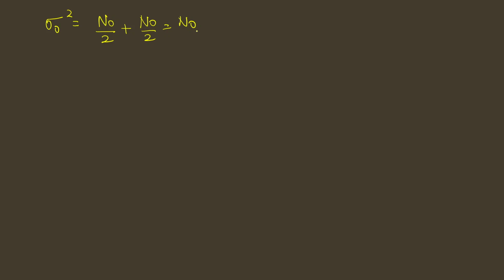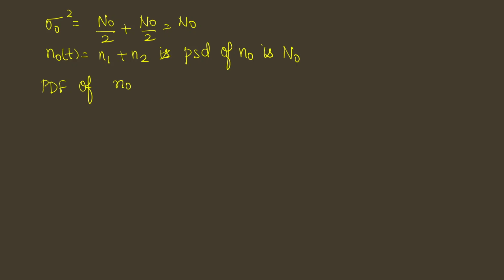Let us call this noise n naught of t, which is the summed up version of n1 and n2, and the PSD of it is capital N naught. Let us now write the PDF of n naught. For writing up the error condition, we have an error expression with n1 plus n2. If it is greater than root Eb, then this is the error condition.